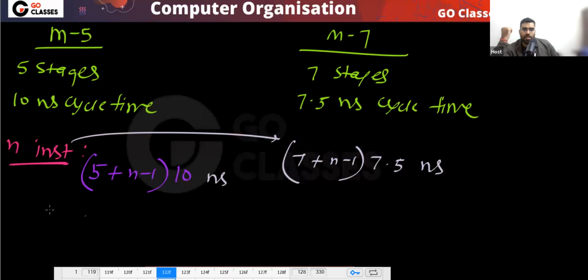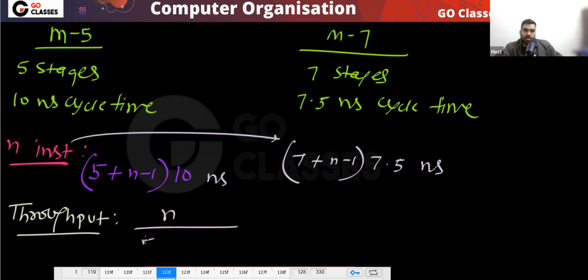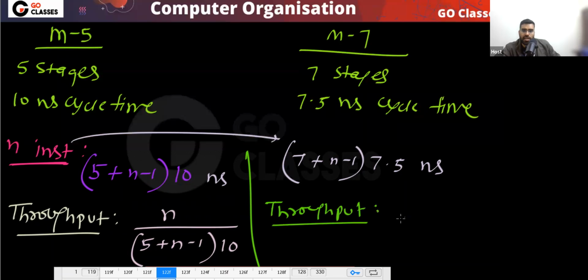So what is the throughput here? Throughput means per unit of time, how many instructions you are doing. In 1 nanosecond, how many instructions are we doing? In 1 nanosecond, how much work am I doing, how many instructions am I executing?